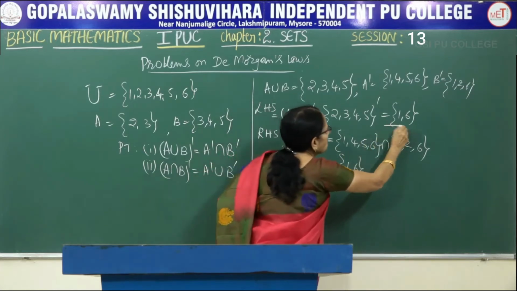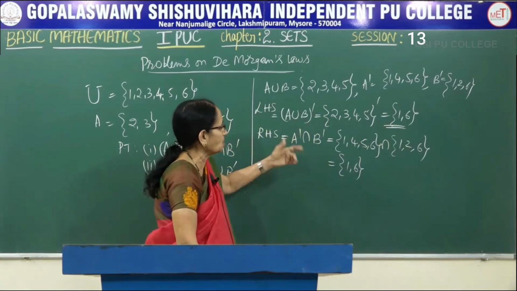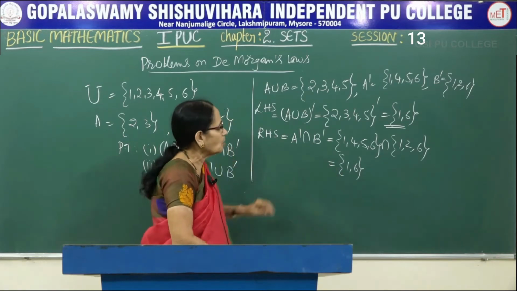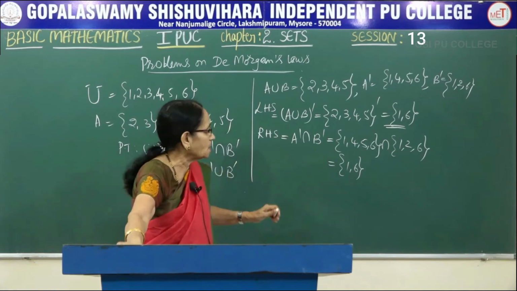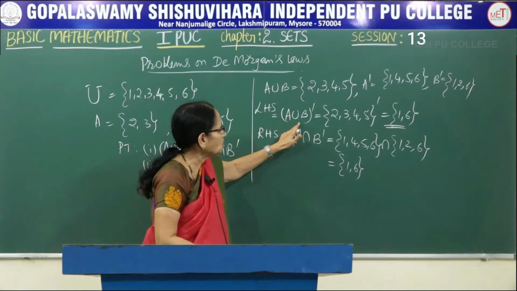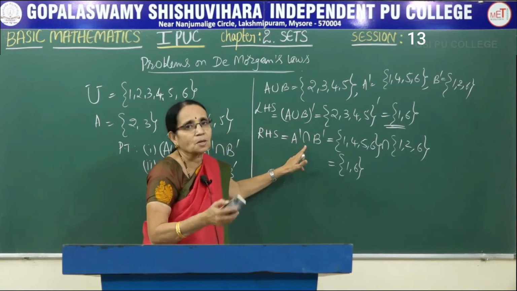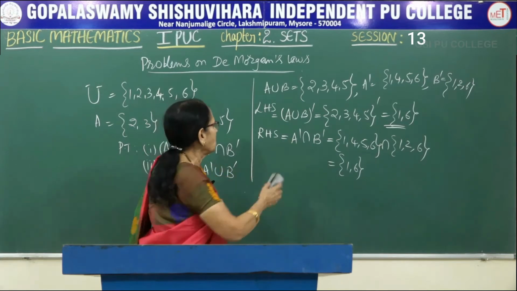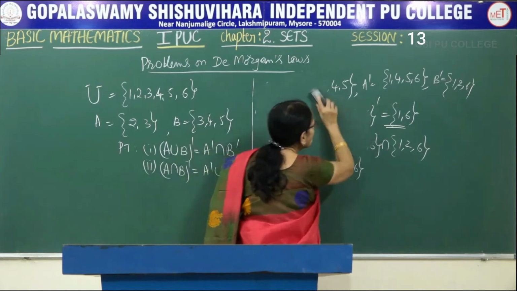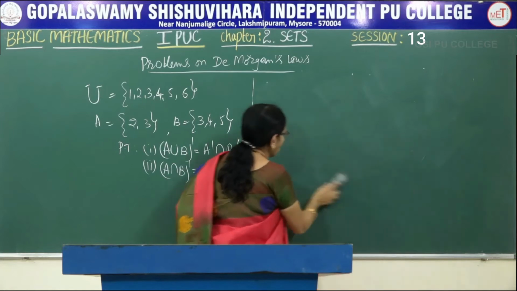You observe the left hand side, (A union B) whole dash, is having 1 and 6. A dash intersection B dash is also having the same elements, 1 and 6. Therefore, we can say that the left hand side equals the right hand side. That is, taking the union then taking the complement is as good as taking the intersection of the individual complements. Now, this is the first part of the problem. Now, let us move on to the second part of the problem.